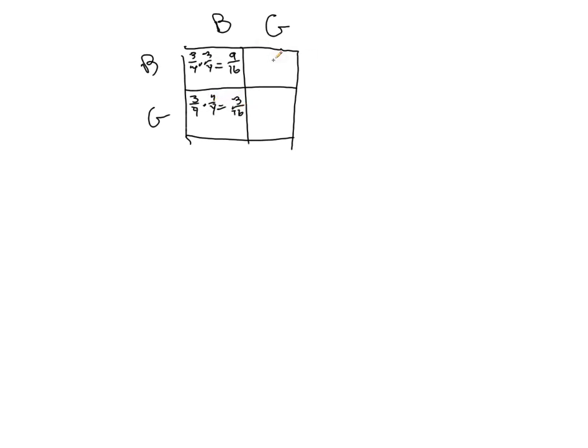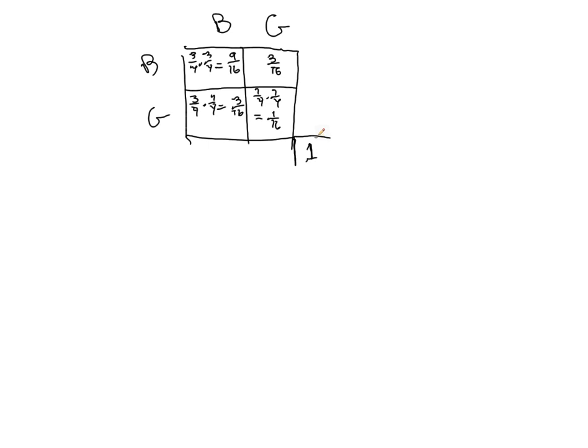And then a girl and a boy would also be 3/16. That would just be this in reverse. And two girls would be 1/4 times 1/4, which is equal to 1/16. So again, one thing you'll notice is that 9 plus 3 is 12, plus 3 is 15, plus 1 is 16, and 16/16 is equal to 1.